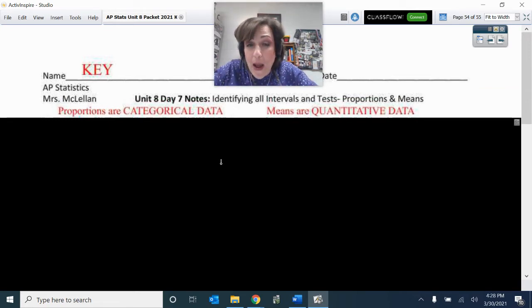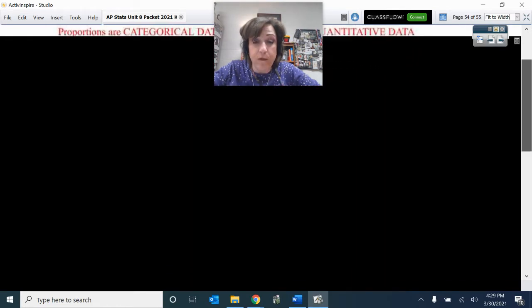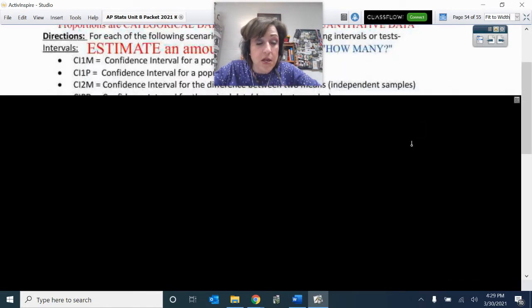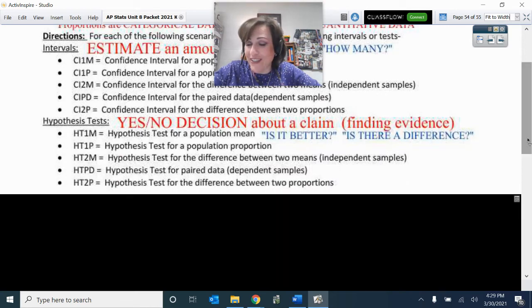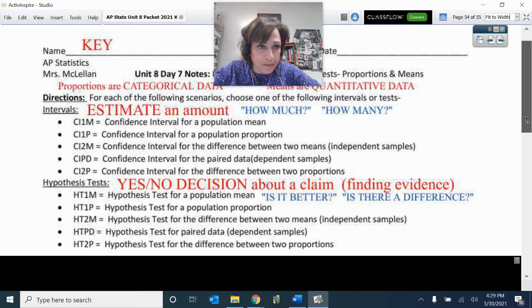We would count how many people are in the car and find out on average how many people are in cars that come to this intersection. So keep in mind the way that the question is asked and what kind of data it is. Then we're going to want to look and see if we're going to get an interval or a test.